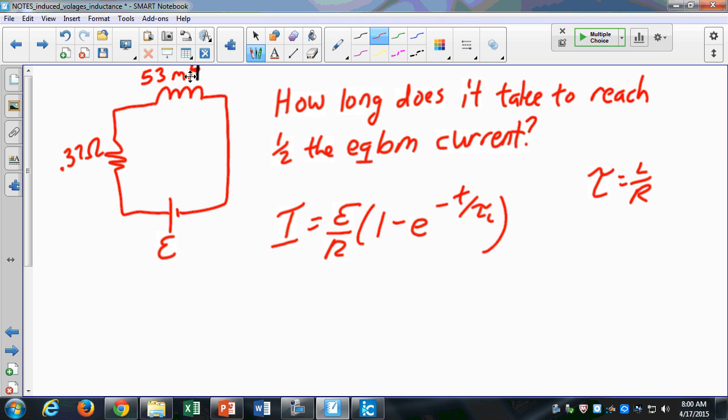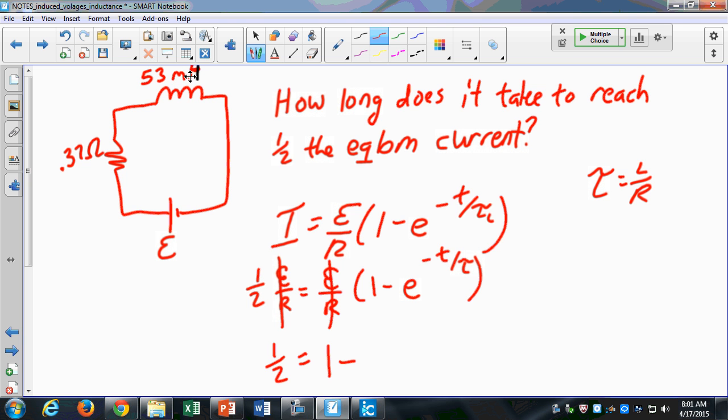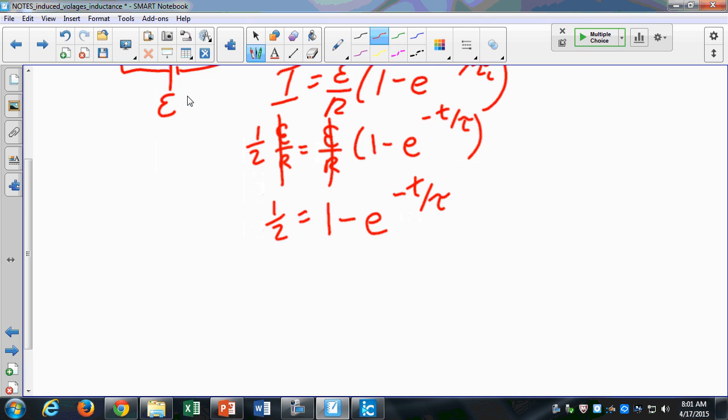Not yet. I'm going to start here. You know that my current is half of E over R. That's equal to E over R times 1 minus e to the minus t over tau. These cancel. If I take the 1 over, I get a negative 1/2 equals negative e to the minus t over tau. Make those both positive. You don't have to do this, but it makes it a little bit easier if you say 2 is equal to e to the positive t over tau.